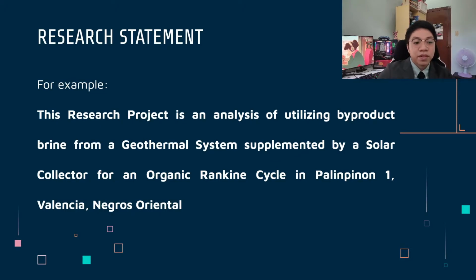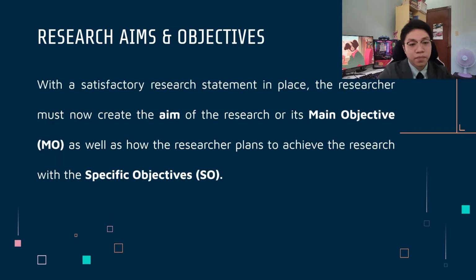For example, this research project is an analysis of utilizing byproduct brine from a geothermal system supplemented by a solar collector for an organic Rankine cycle in Palimpinon 1, Valencia, Negros Oriental. How about the research aims and objectives? So, with your research statement in place, we now have to develop the main objective, which is the MO, and the specific objectives, which is how the research plans to achieve the research, which is also called the SO.